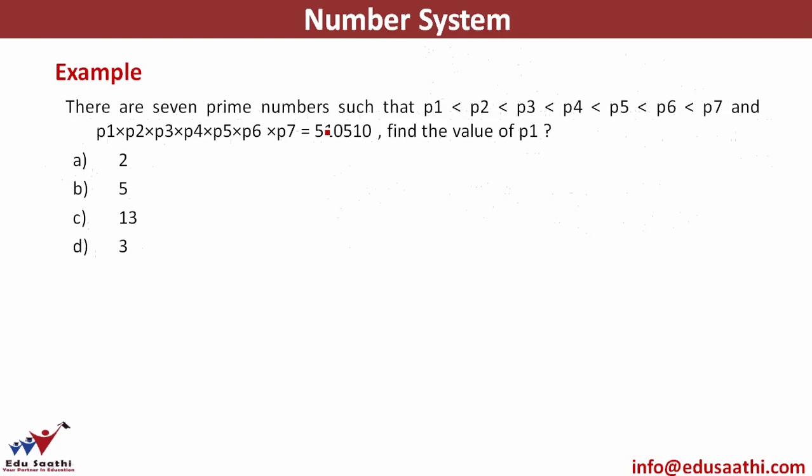Let's look at another question. There are 7 prime numbers such that P1 is less than P2 less than P3 and so on. And when you multiply them, it ends with a 0. So that means what? 0 means there should be a 2 and a 5. What is the value of P1? What can be the value of P1? 2. Very simple questions.